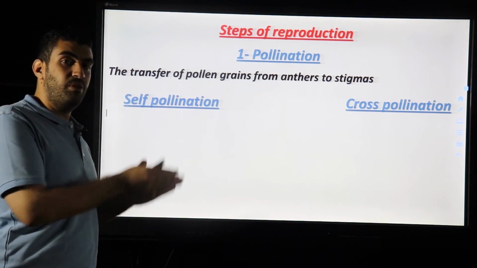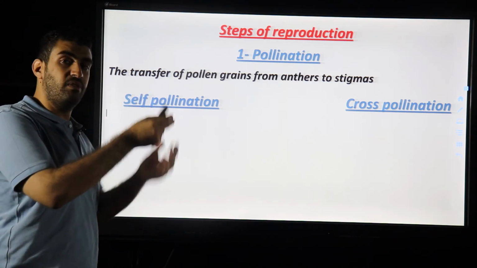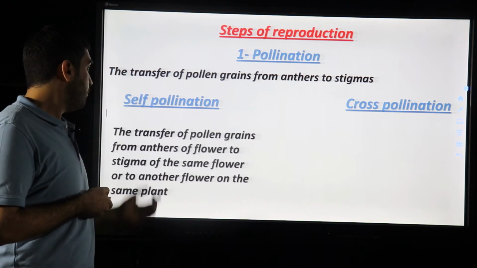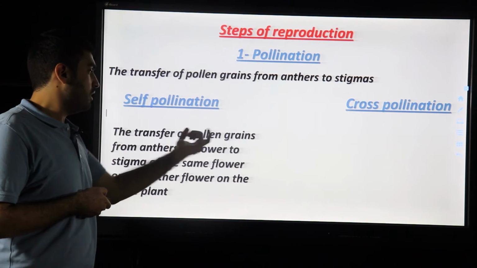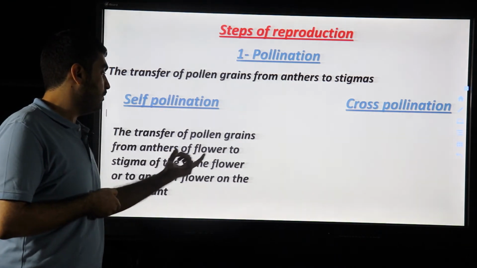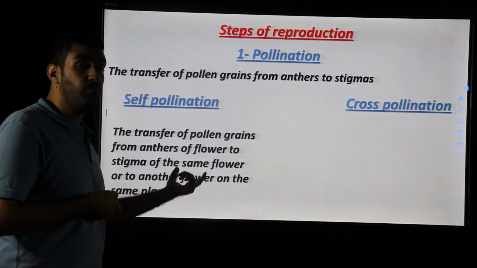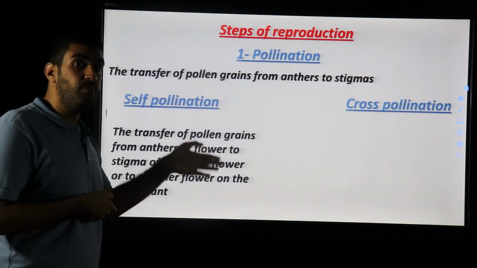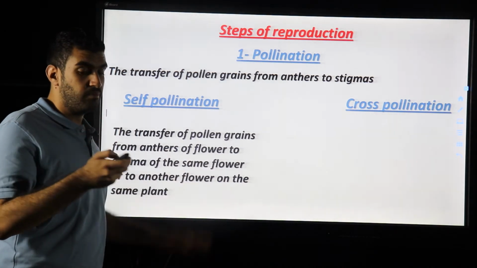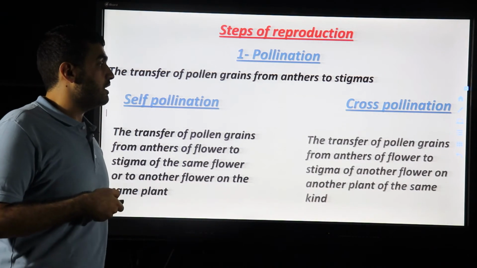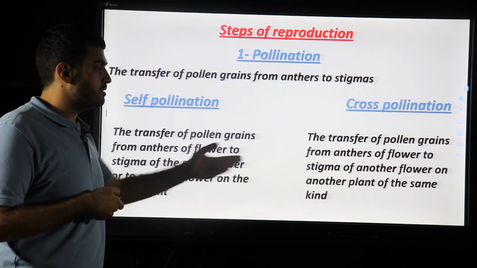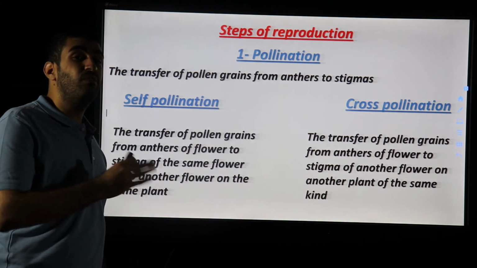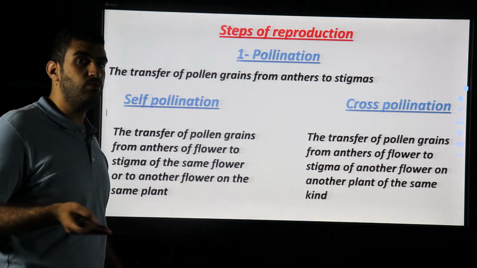Self-pollination occurs in the same plant, between two flowers on the same plant or the same flower. So self-pollination means the transfer of pollen grains from anthers of a flower to stigma of the same flower or to another flower but on the same plant, not another plant. Okay? Cross-pollination: the transfer of pollen grains from anthers of a flower to stigma of another flower on another plant of the same kind, from one tree to another, for example.